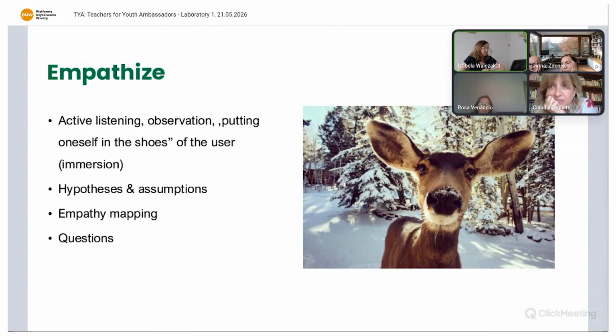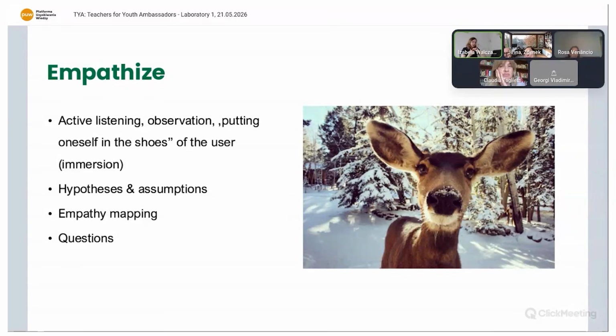Okay, so these are the three things. It's about listening, it's about observing, and finally it's the experience. So immersion.